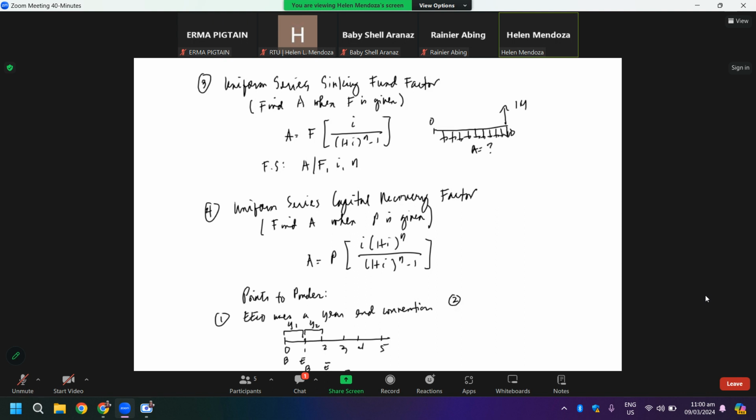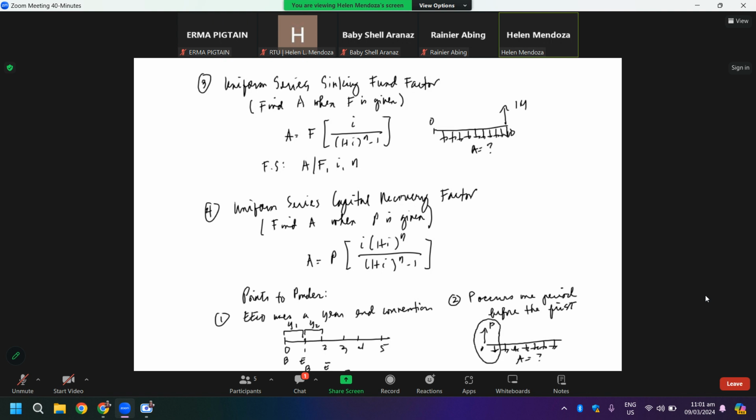Number 2 rule has to do with the relationship of P and A. That is, P occurs one period before the first A. So for instance, if you are asked to find an A value, if an A value is unknown here, one must recall that you may only consider the computation of A if it is one period away from P.